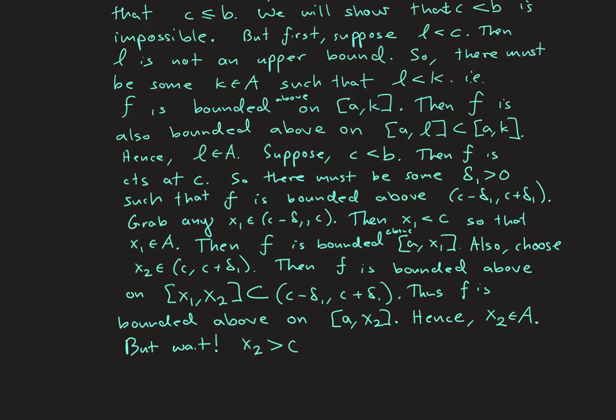And C was supposed to be an upper bound. And we've reached our contradiction. And therefore, C must equal B. Okay, so we supposed that C was less than B, immediately reached a contradiction, forcing C to be equal to B.